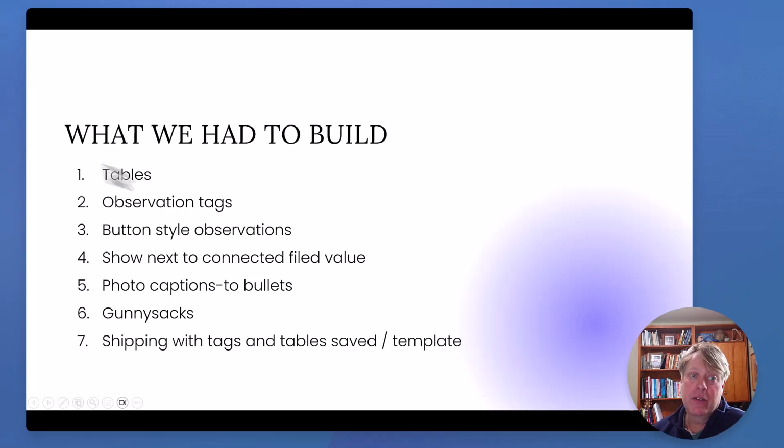So some of the things that we built: tables, observation tags. We had to create this button style observations, a show next to connected field value feature, photo captions to bullets, and being able to ship with tags and tables saved per template. So we're getting pretty close to having all this done. A few of these things we had before we even started down the commercial path, but these are all kind of important features that are creating the workflow that we built in the commercial template we're going to show you.